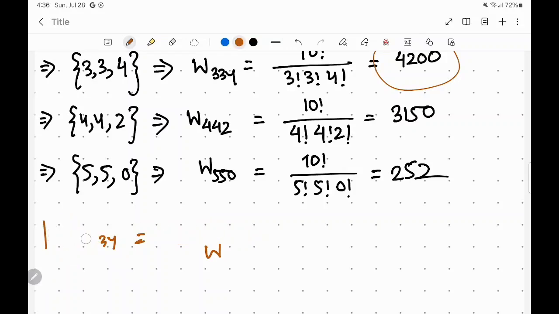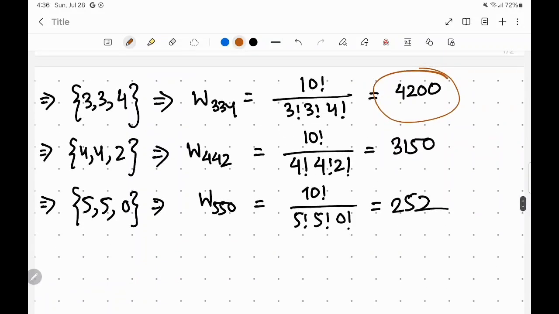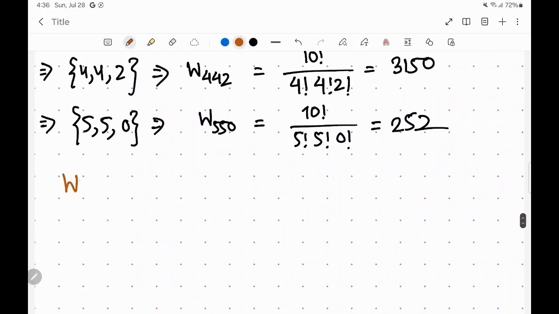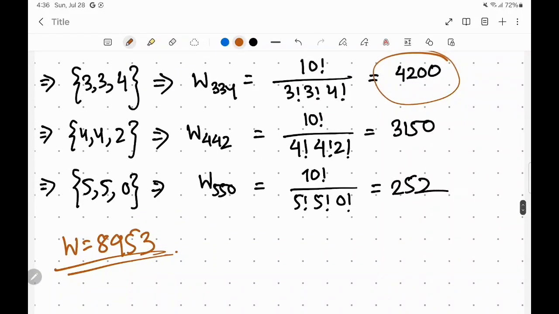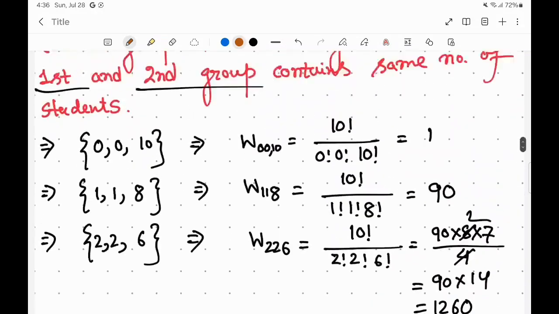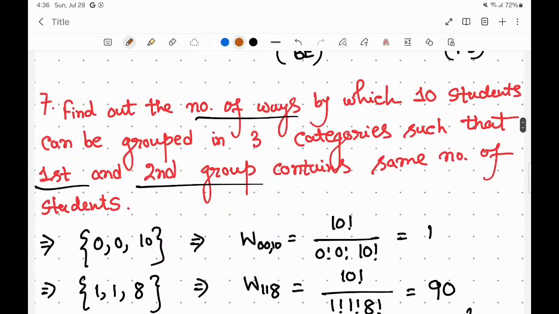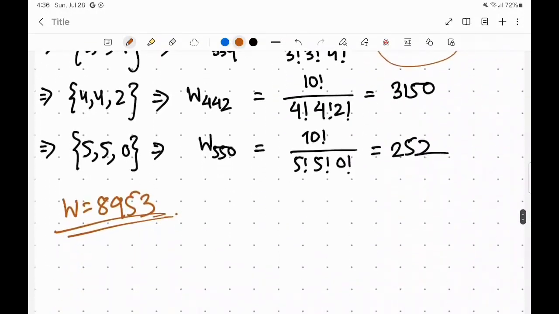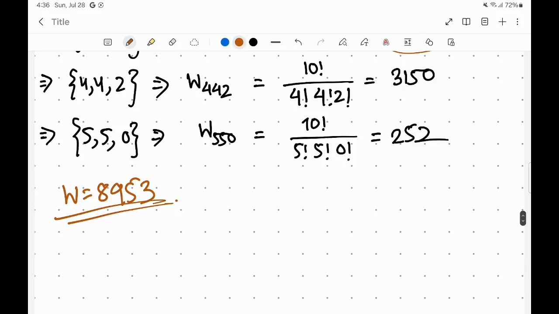Now the total W is 8953. From here you can calculate the percentage probability for each configuration. So what is the role of this most probable configuration? Here we have 10 students, not molecules. But if you consider a large number of molecules, later you will see there will be lots of possible configurations.